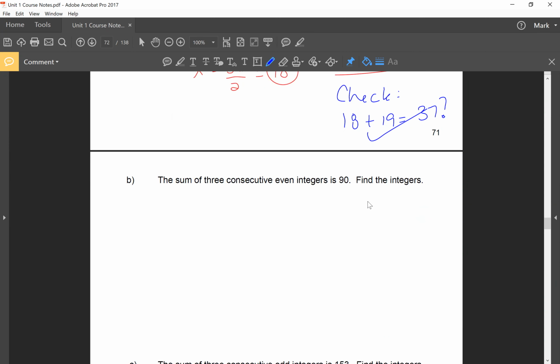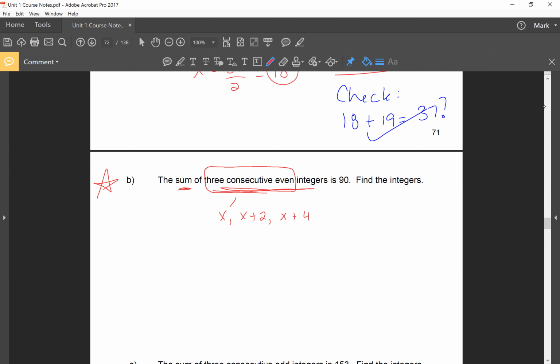Okay, this is a good one to practice. The sum of 3 consecutive even integers is 90. Now, if it's even or odd, it doesn't matter. We do this: X is our first integer, X plus 2 is our second, and X plus 4 is our third. Guys, I'm never going to ask you for 4 or 5 consecutive numbers. You just need to know 2 or 3 consecutive numbers. They might be regular numbers, they might be even, they might be odd.